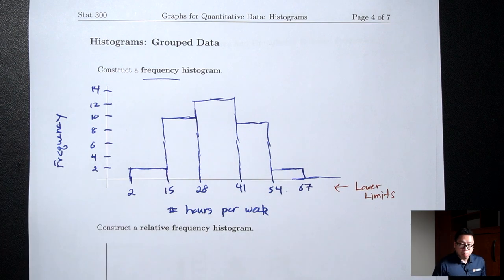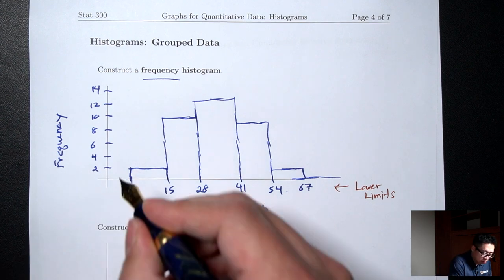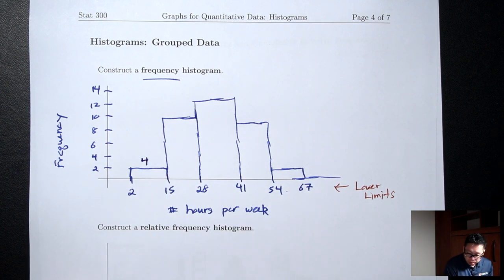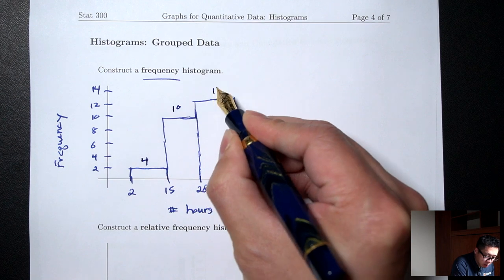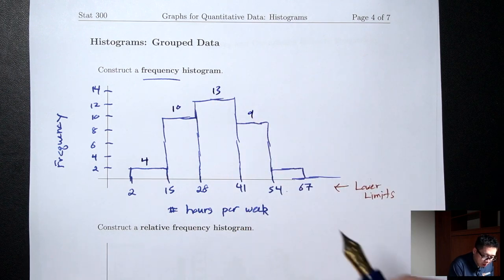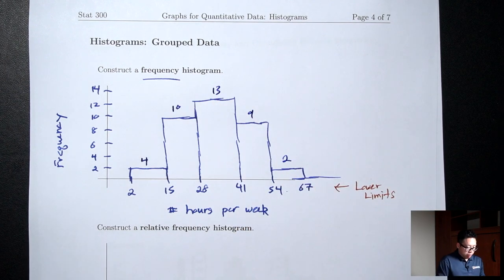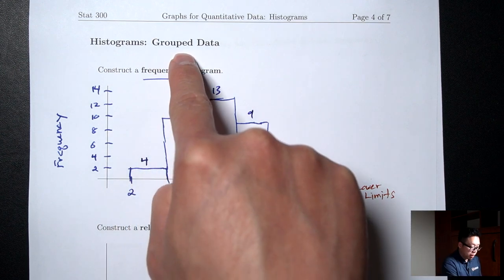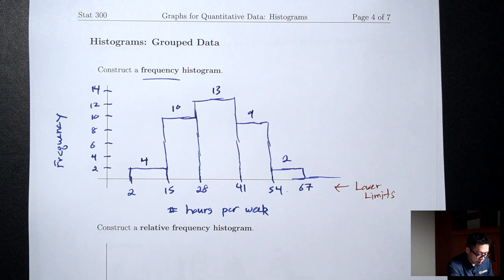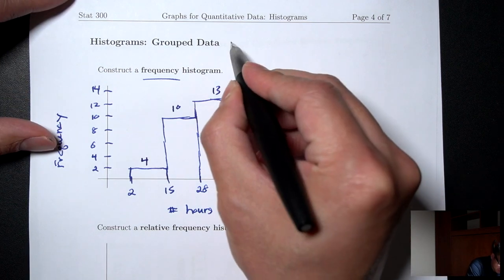Now let me label the bars just to help my reader figure out the height. The first one was a 4 frequency. Next one was a 10, 13, 9, and 2. And that's a frequency histogram for the second situation of grouped data. And let me write down the key points that I was talking about.